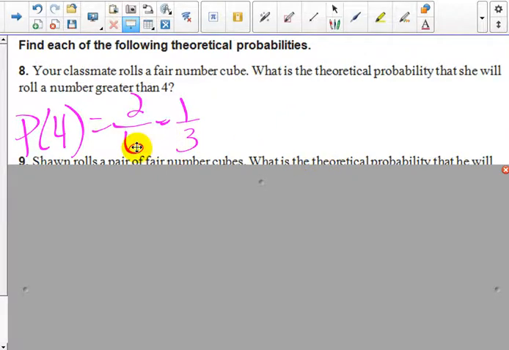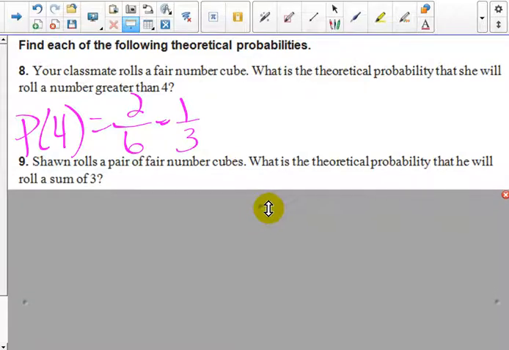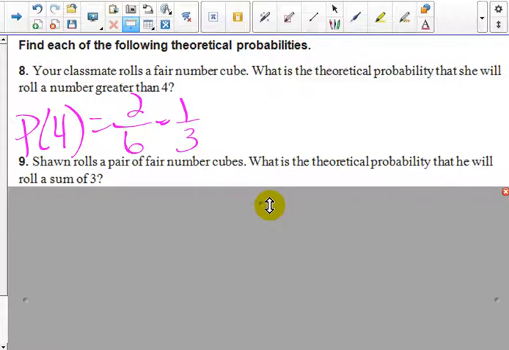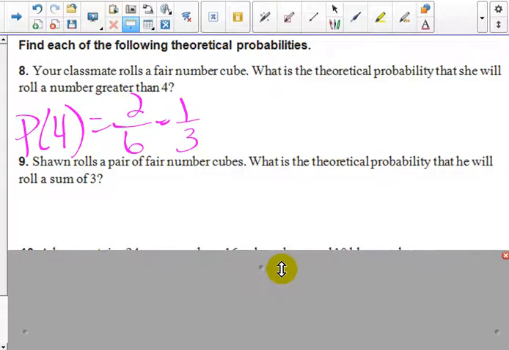So if we roll the dice 6 times, we should see at least twice that we would get a number greater than 4. Or if we roll the dice 3 times, we hope at least once we'll see a number greater than 4. And that's just predicting, right? It's possible that you could roll it 3 times and never get it, but on an average, if you kept doing it over and over and over, that's your chances. Okay, any questions on that? All right, let's look at the next one, and then you'll do 10 on your own at home.